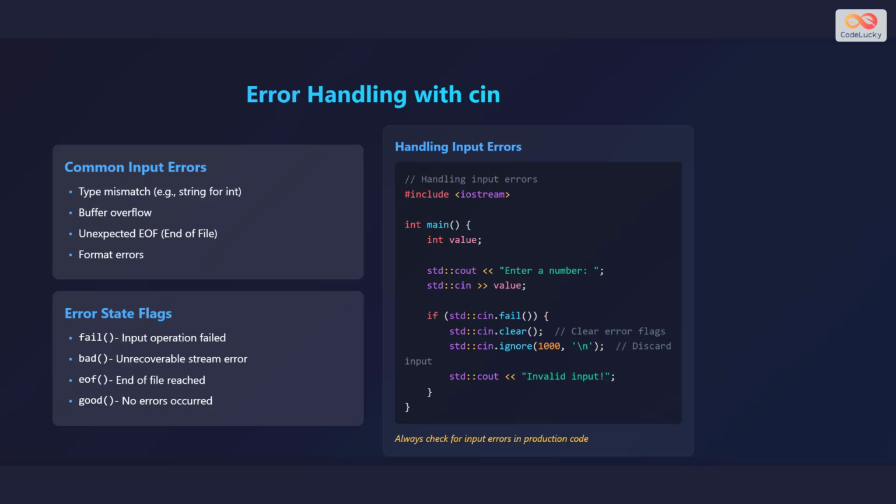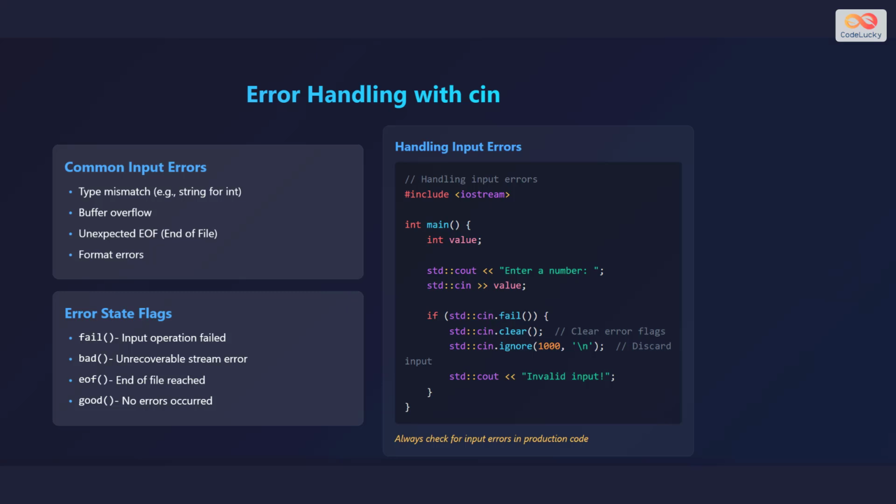C++ provides error state flags that indicate the status of input operations. The fail function indicates that the input operation has failed, the bad function indicates an unrecoverable stream error, the eof function indicates that the end of file has been reached, and the good function indicates that no errors have occurred.